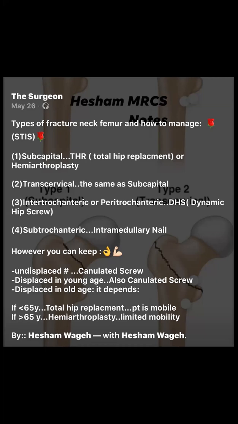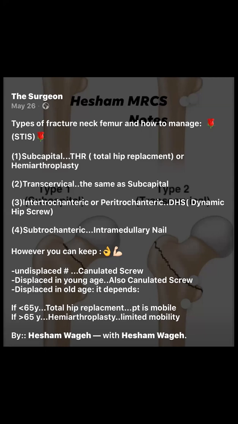However, if undisplaced fracture, or even displaced in young age patients, you will need a cannulated screw. If displaced in old age patient, it will depend. If the patient is less than 65, the patient will do total hip replacement because the patient is mobile and active. If more than 65 years, the patient will need hemiarthroplasty due to limited mobility.